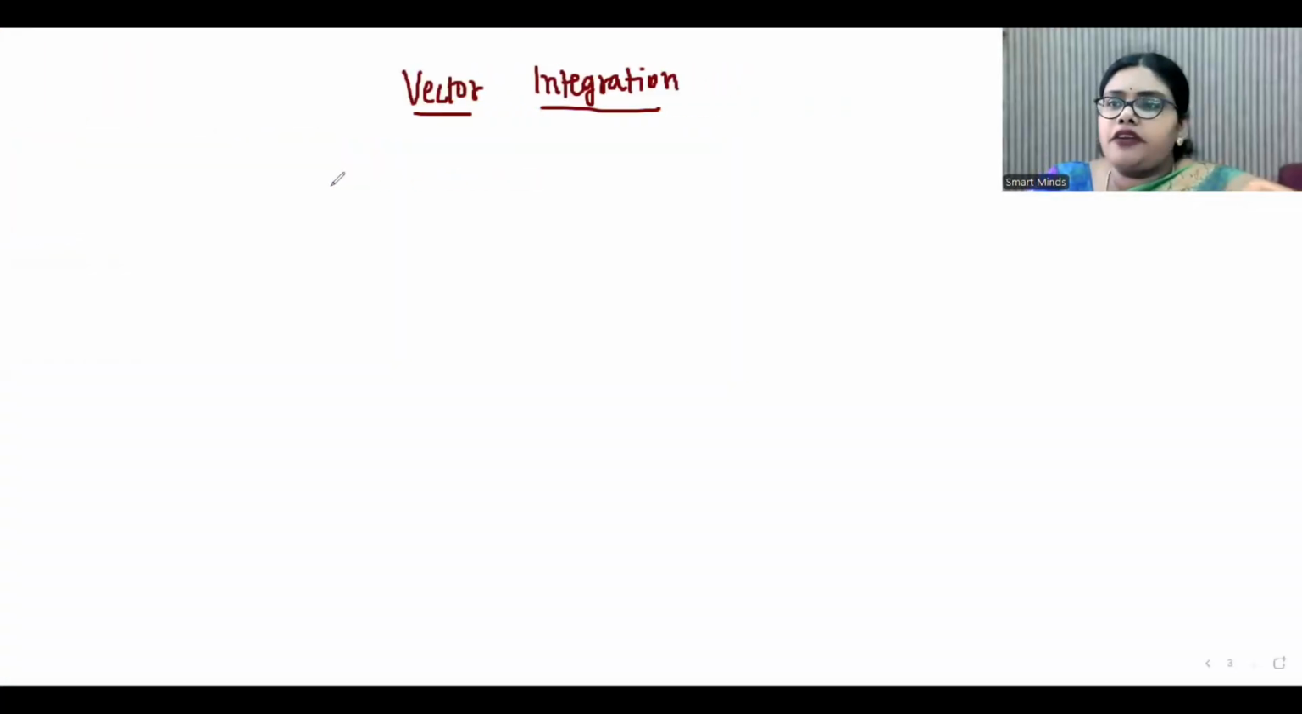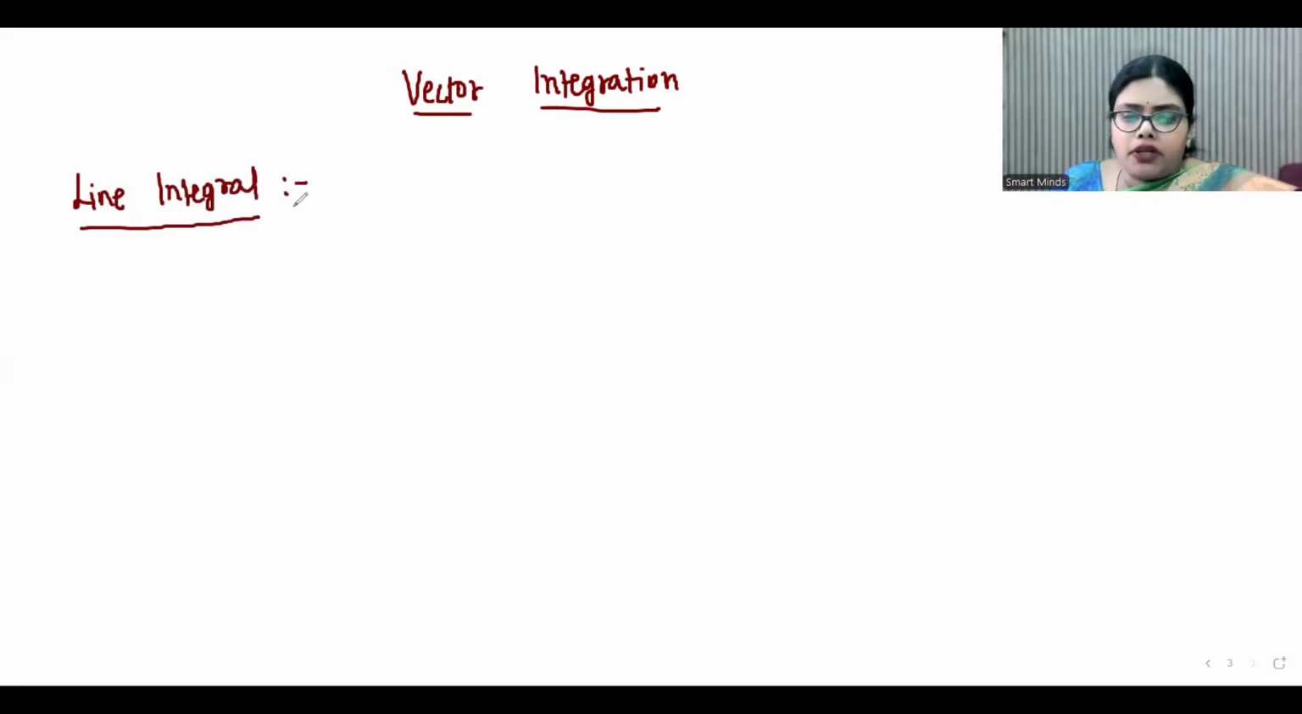So let us cover vector integration in this class. So the first topic is line integral. This is a 1 mark important question. What is line integral or define line integral?